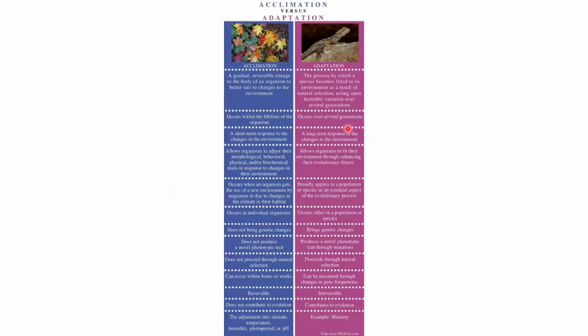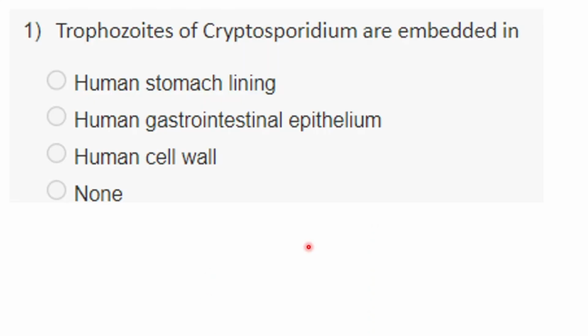This is also another slide that talks about the difference between both processes: occurs within the lifetime of an organism, several generations, short term, long term, individual organisms, population or subspecies, does not bring genetic changes, brings genetic changes, phenotypic trait can occur really fast, it's very slow, reversible, irreversible, etc. Moving on to the next question.